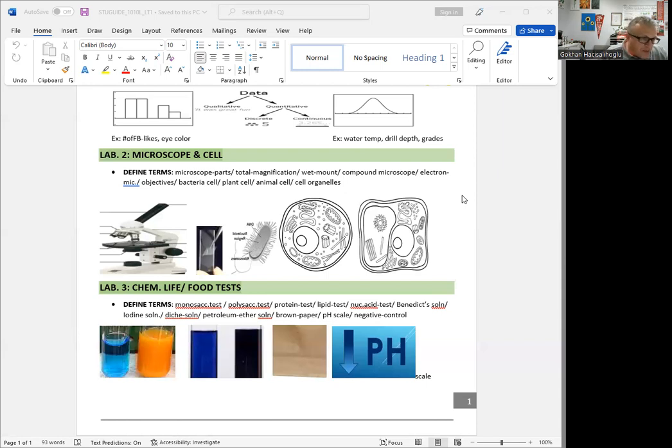We use assays like Benedict's, which turns orange, or iodine, which turns black. We use biuret, a copper sulfate and sodium hydroxide combination, which turns purple for protein, like blue, purple, violet. And for nucleic acids like DNA, we use a dische solution, and then it's also purple.